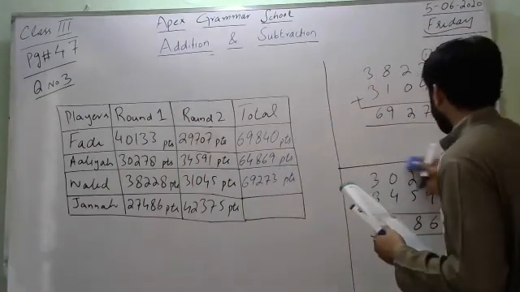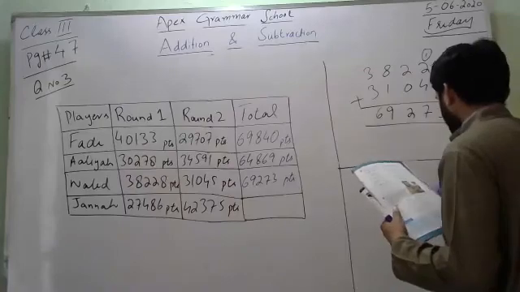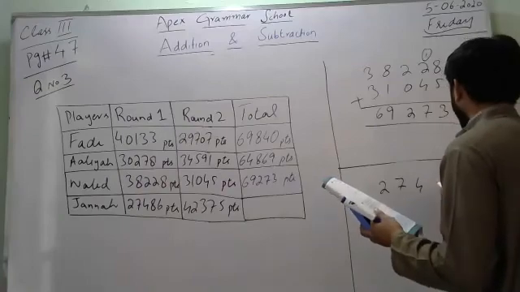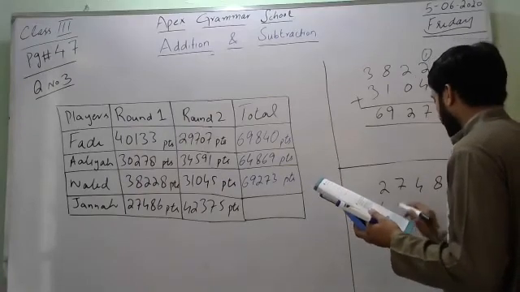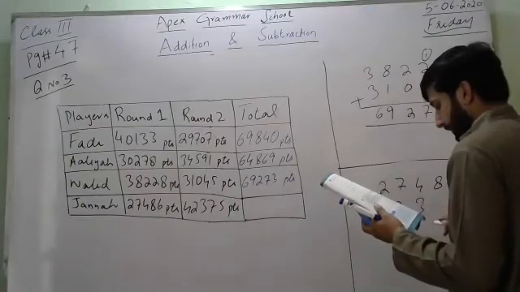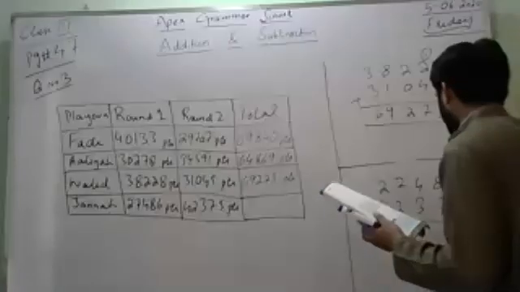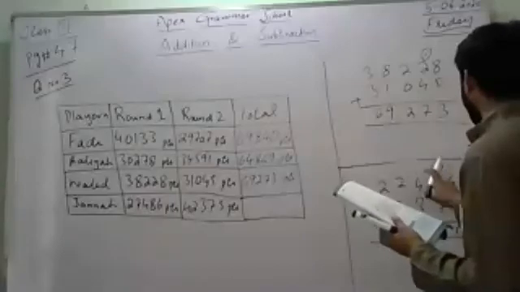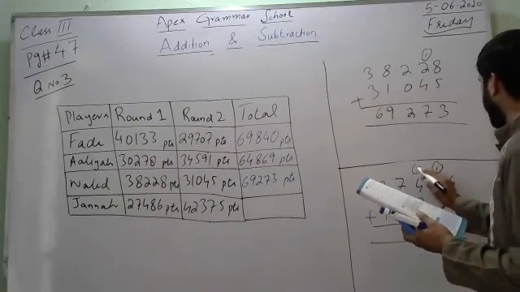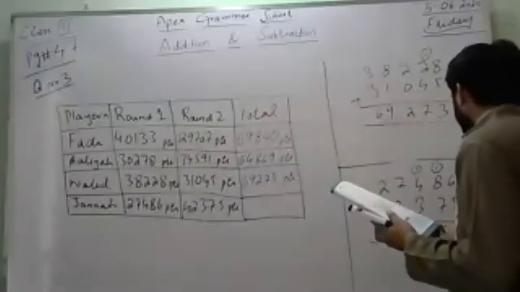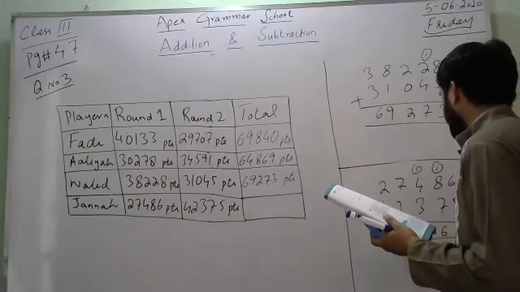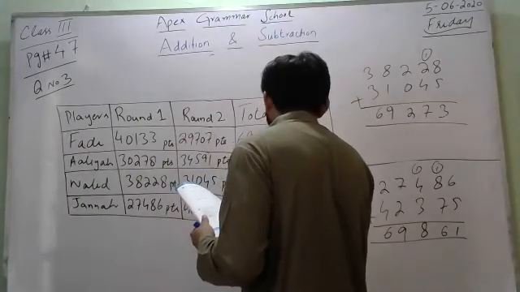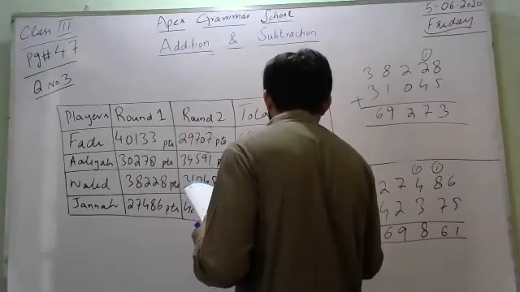The last one is Jana. Jana has 2, 7, 4, 8, 6 points in round 1 and 4, 2, 3, 7, 5 in round 2. 6 plus 5, 11, 1 carry. 8 plus 1, 9, 9 plus 7, 16, 1 carry. 4 plus 1, 5, 5 plus 3, 8, 7 plus 2, 9, and 2 plus 4 is 6. So total of Jana is 6, 9, 8, 6, 1 points.